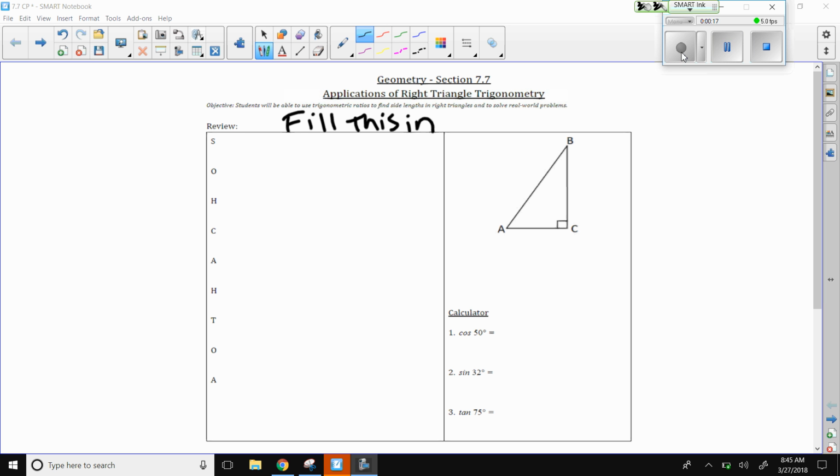Okay, we're looking at perhaps maybe angle A. If we're talking about angle A, this would be the opposite side. This would be the adjacent side. And here you would have the hypotenuse. Okay, always across from the right angle is the hypotenuse, opposite A, the opposite side, and the calculator.